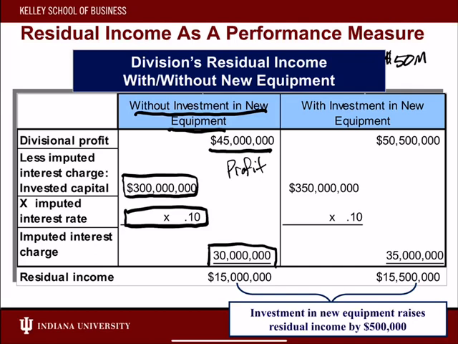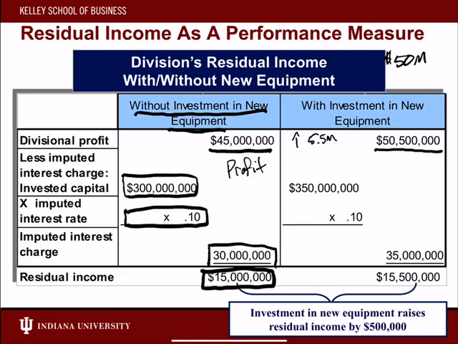So we make 45 million. That interest that we need to account for is 30 million. So our residual income is 15 million. So now we can make financials of what we think it will look like if we buy that new equipment. Well, we think our profit will go up by about 5.5 million. So our new profit is a little over 50 million.